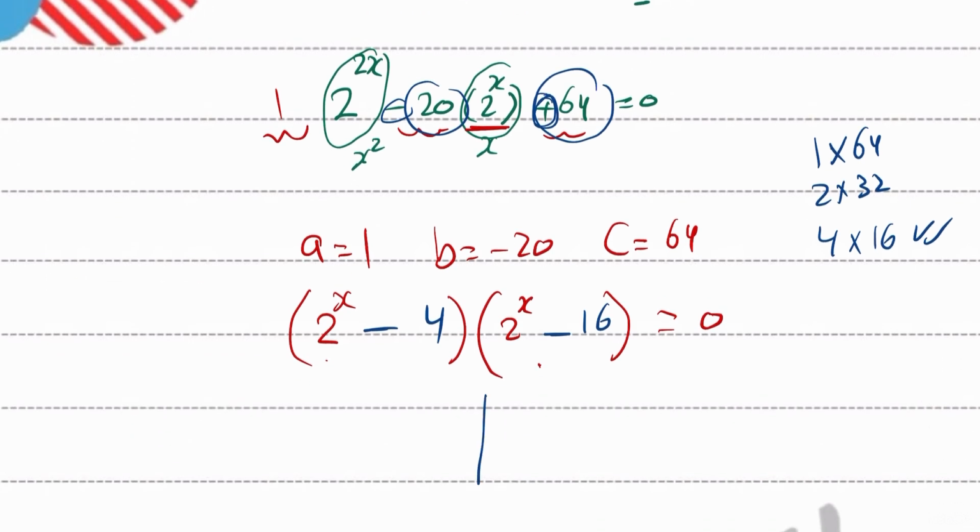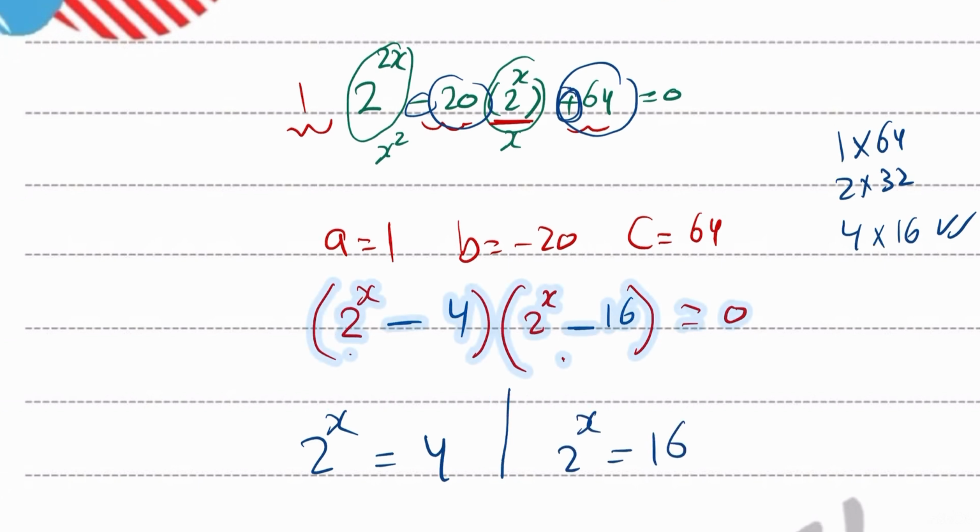So either 2 to the power x is equal to 4, or 2 to the power x equals 16. Now you have to ask yourself, 2 to the power what equals 4, that means the first value is x equal to 2. 2 to the power what equals 16, that we have x equal to 4, and this is the final answer.